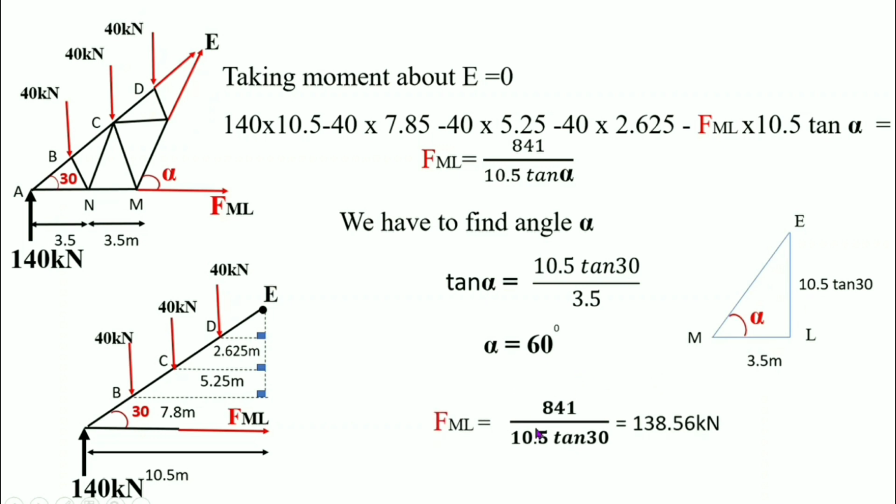FML is equal to 841 divided by 10.5 tan 30 degree is equal to 138.56 kN. The positive sign indicates it's a tension member. So, we want to find sigma Fx is equal to 0. That is, total horizontal force acting on this member is equal to 0.